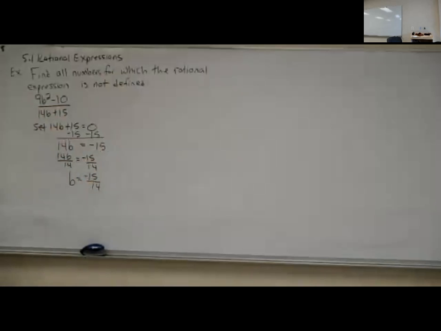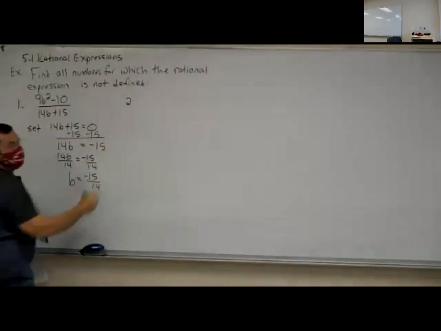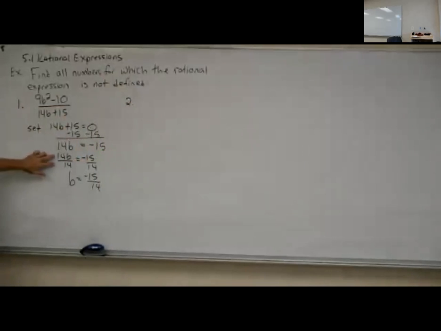I'm sorry, that's 14b plus 15 at the very top. Okay. So all you're going to do on these problems is take the bottom, set it equal to 0, and get those numbers. So that's number 1, and then I'll do one like number 2. So you divide by 14.